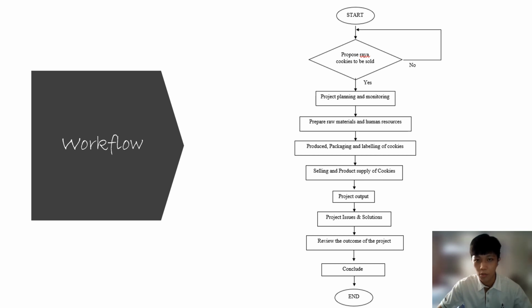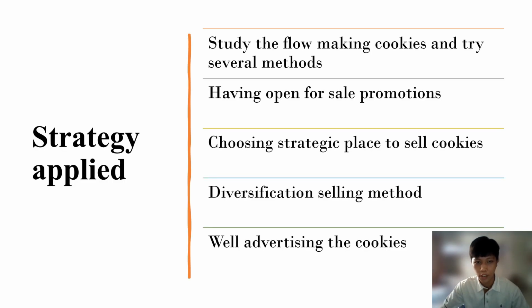Starting from the proposal of Raya cookies, and then project planning and monitoring. Next, we'll be preparing raw materials and arranging human resources. Next, produce, package, and label the cookies that will be ready to sell. And next will be selling and product supply of cookies. Next will be the project output, then project issue solutions, and review of the outcome of the project, and lastly we conclude the project.